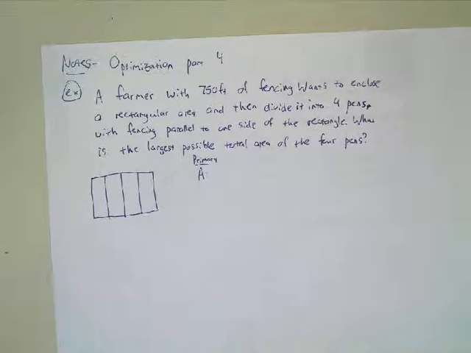I don't know. Maybe, I'm trying to think now. I set it up as 4x plus 2y equals 750, and then x times y equals A. Will be 8x. Yeah, I don't know. I mean, we could do it that way. Let's just try it that way maybe.